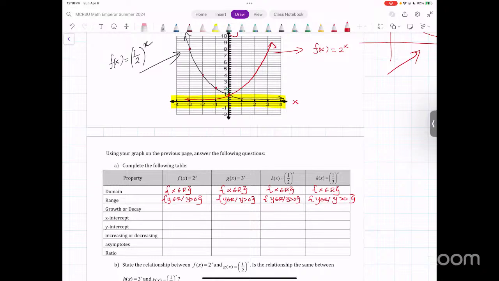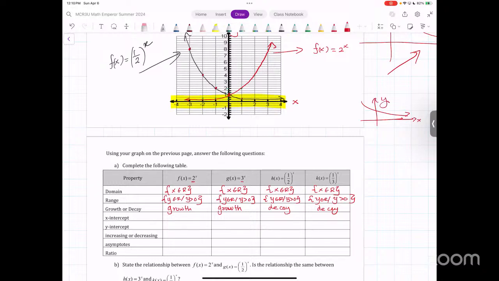Now, growth or decay. When the value of the base is greater than 1, it is growth. So value of the base is greater than 1, growth. Value of the base is less than 1, decay. And you know the shape of the curve for decay. The decay curve goes like that.